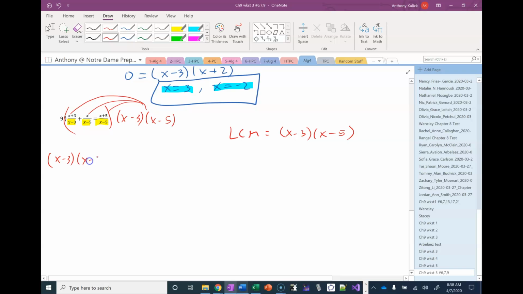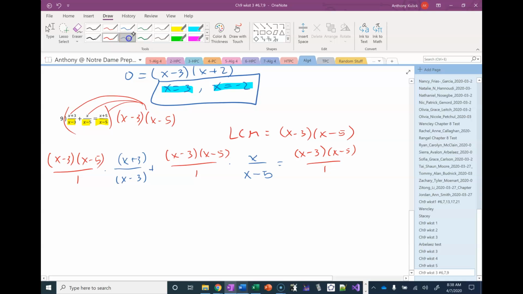So x minus 3 times x minus 5 over 1 times x plus 3 over x minus 3, plus x minus 3 times x minus 5 over 1 times x over x minus 5, equals x minus 3 times x minus 5 over 1 times x plus 5 over x minus 5.